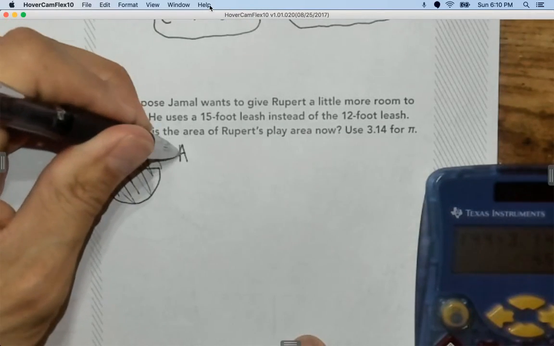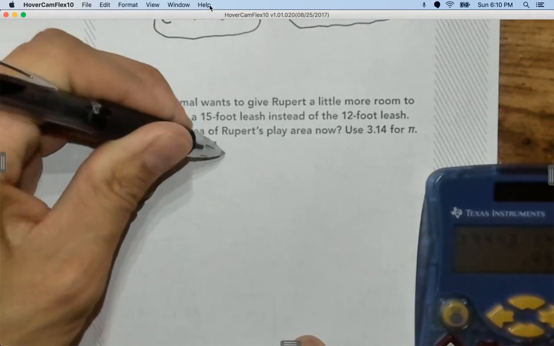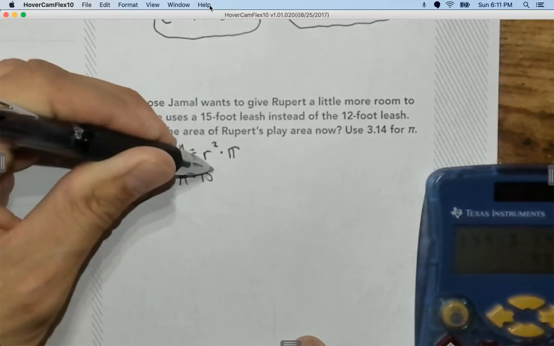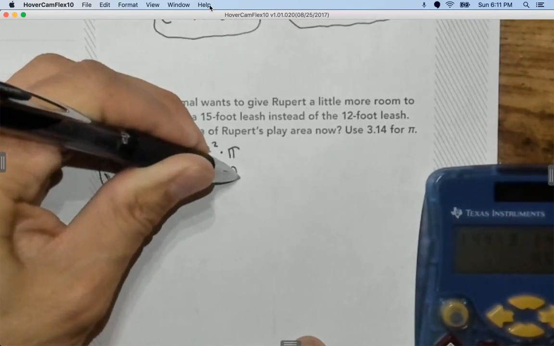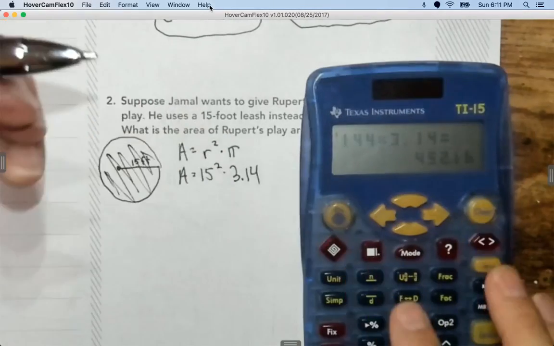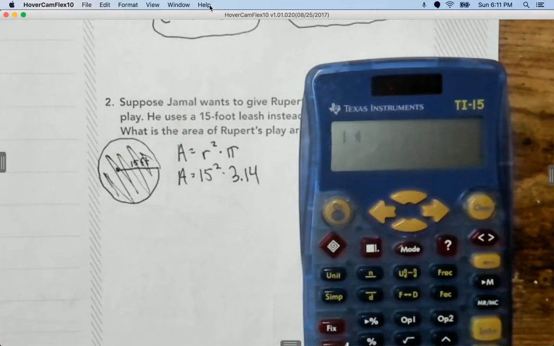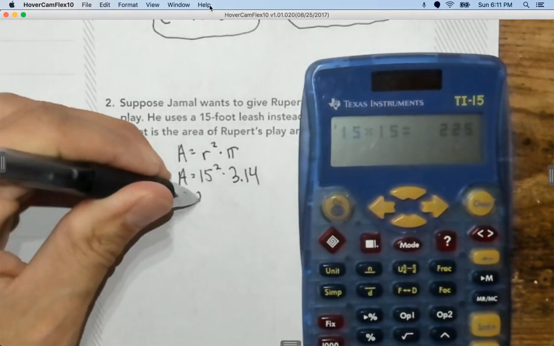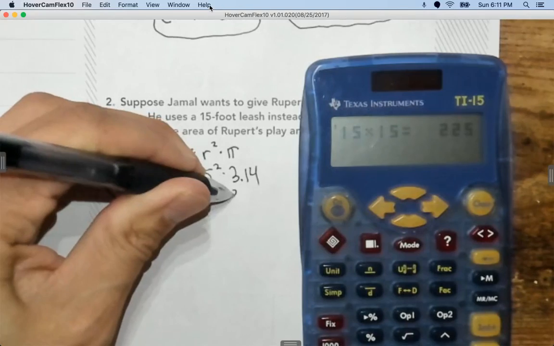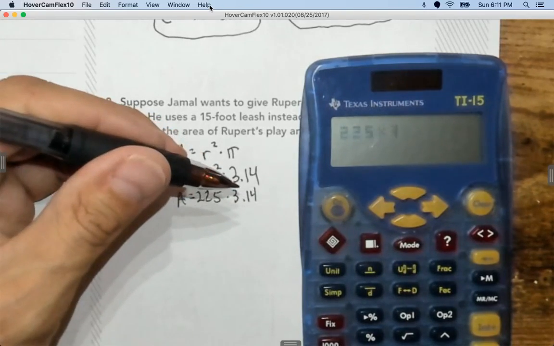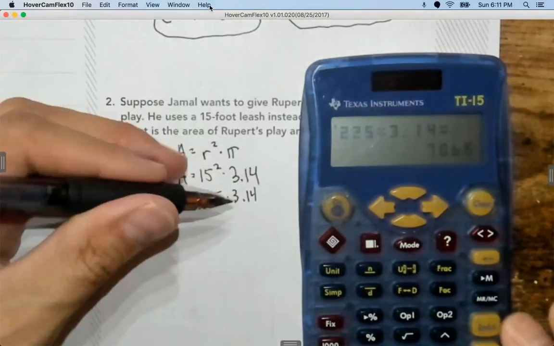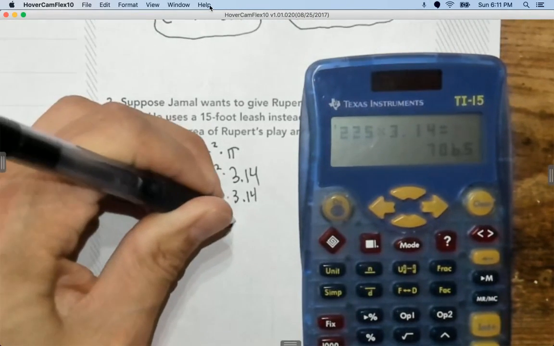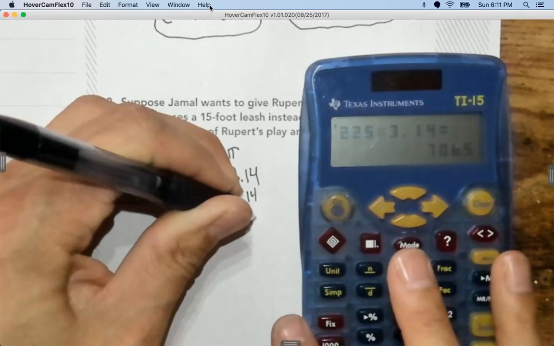Area is radius squared times pi, or 15 squared times the approximation for pi, which is 3 and 14 hundredths. 15 times 15 equals 225 times 3 and 14 hundredths, which gives Rupert an area of 706 and 5/10 feet squared.